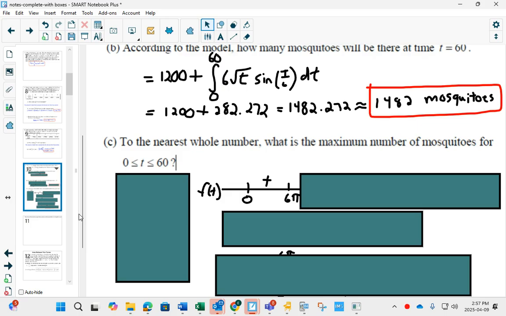And finally, to the nearest whole number, what is the maximum number of mosquitoes for 0 to 60? How do you recognize an extreme value theorem problem? It's going to ask you for a maximum or minimum and give you an interval. So what do we have to do? We have to find all the critical points and check our endpoints.